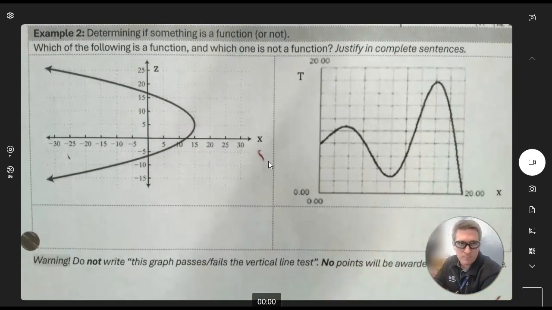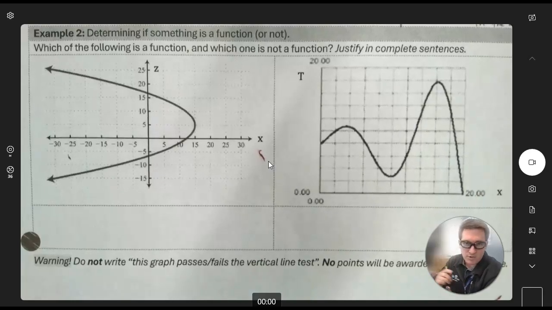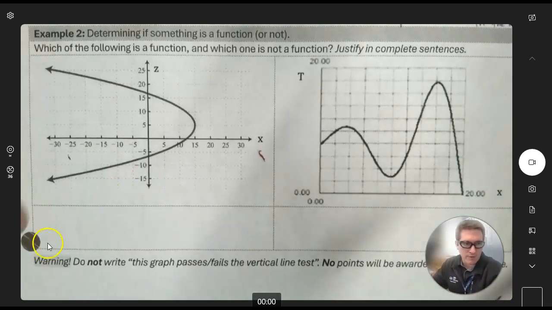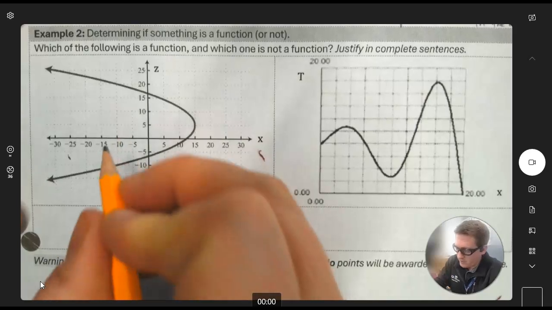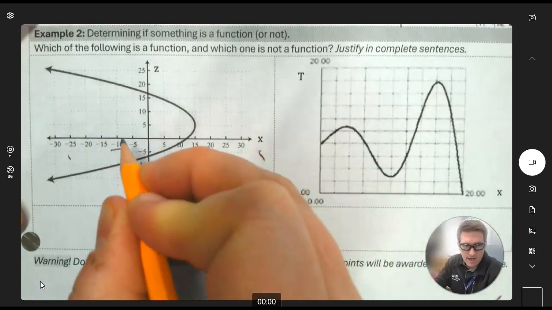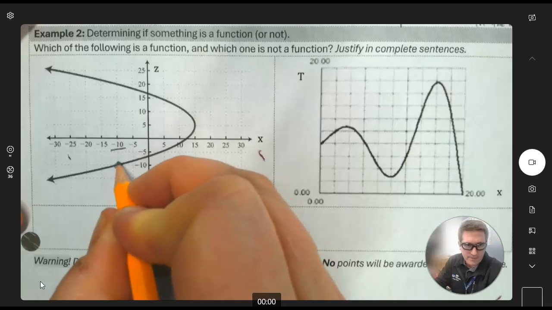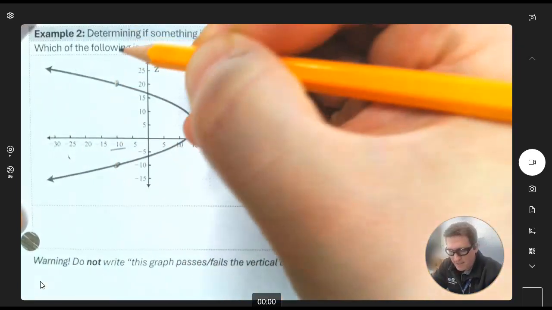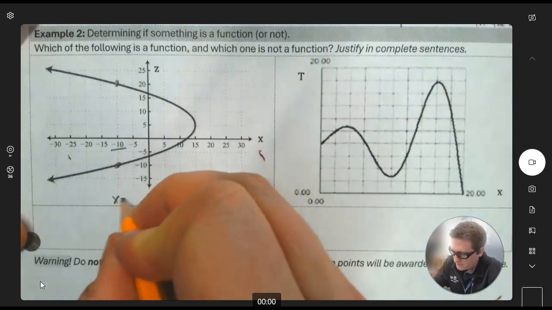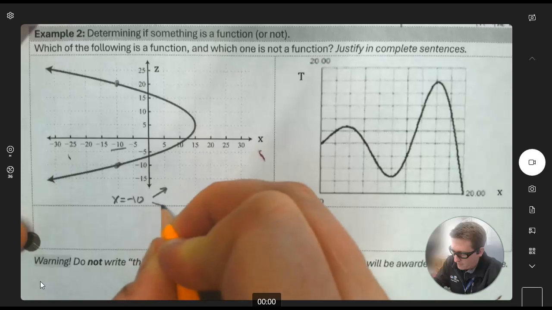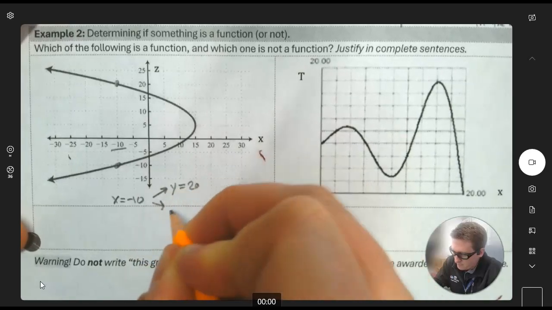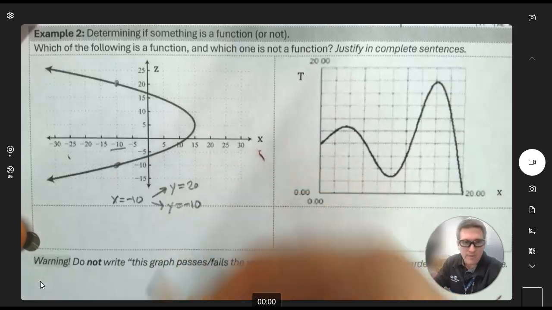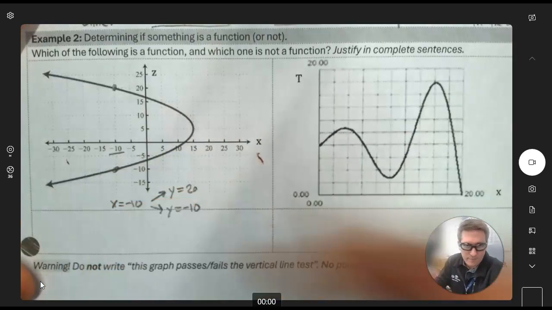We have two graphs here. One of them is a function, and one of them is not a function. And we must remember what that means. A function means that for every x, there can only be one y value. So for instance, on this graph over here at x equals negative 10, I'm noticing I have a point here at negative 10, and I also have a point here at 20. That means x equals negative 10 points to two y values, y equals 20 and y equals negative 10. That's a problem. So this is not a function.